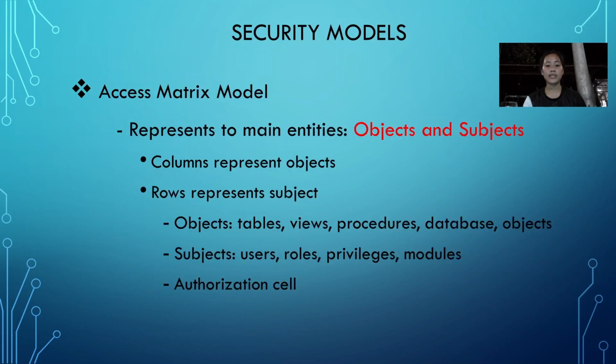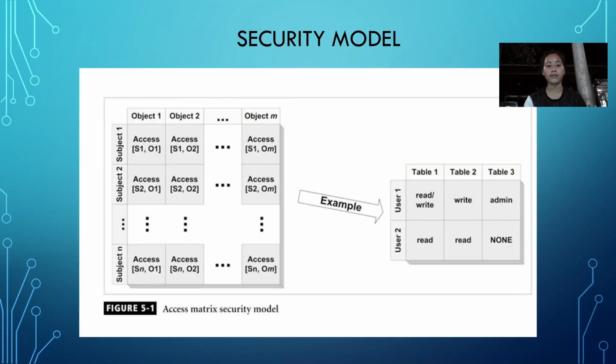Now we will be discussing security models. First is the access matrix model. It represents domain entities, which are the object and the subject. Columns represent objects, whereas rows represent subjects. Objects are, of course, tables, views, procedures, databases, and objects, whereas subjects are users, roles, privileges, and modules. And also we have here the authorization set.